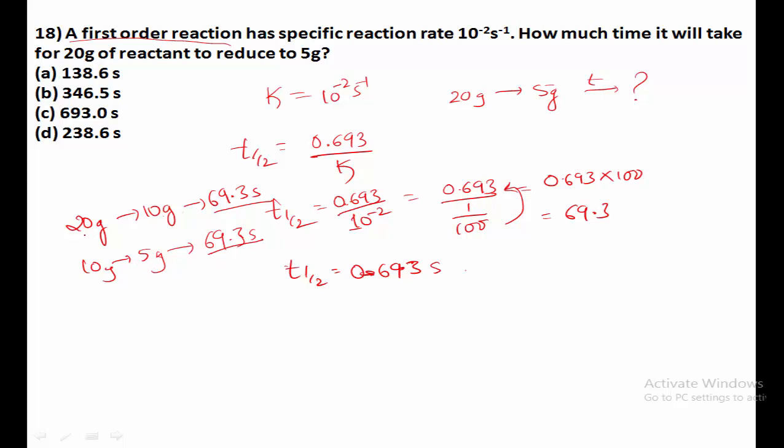So totally, to reduce it from 20 to 5 gram, how much will it take? 138.6 seconds. So this is the time taken by the reaction to reduce from 20 gram to 5 gram. So option A is the right one. 138.6 seconds.